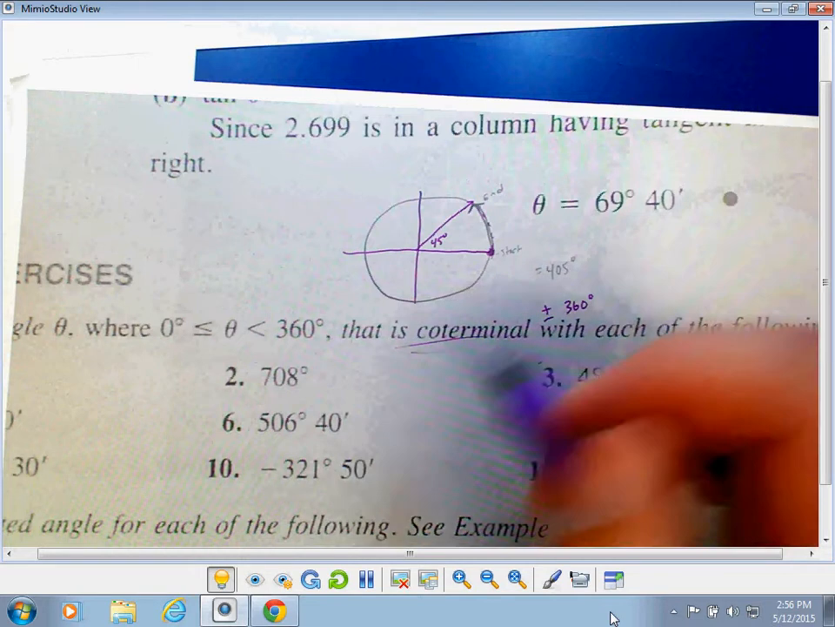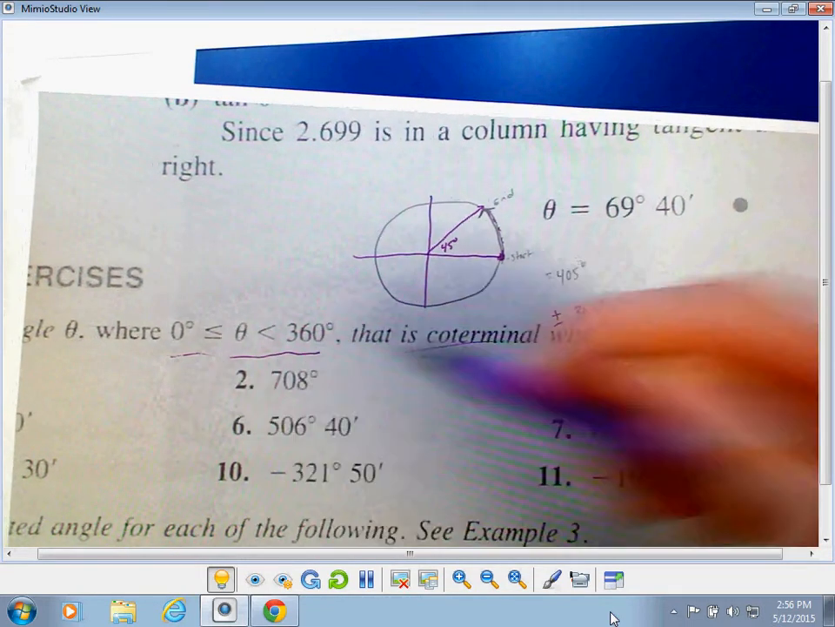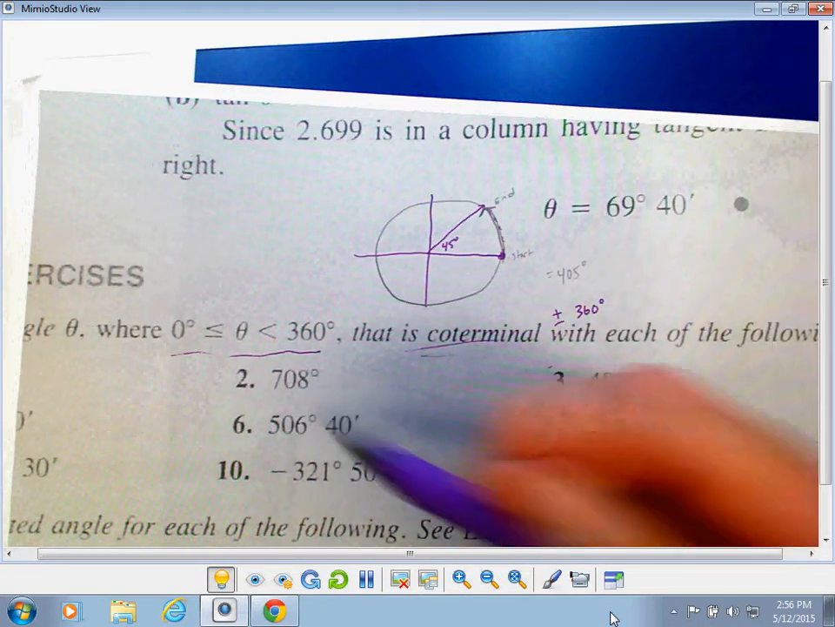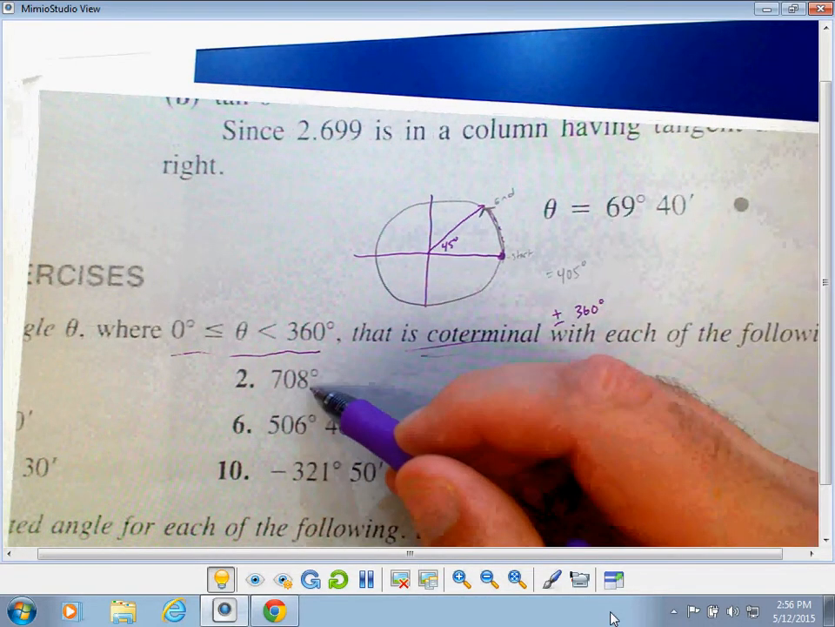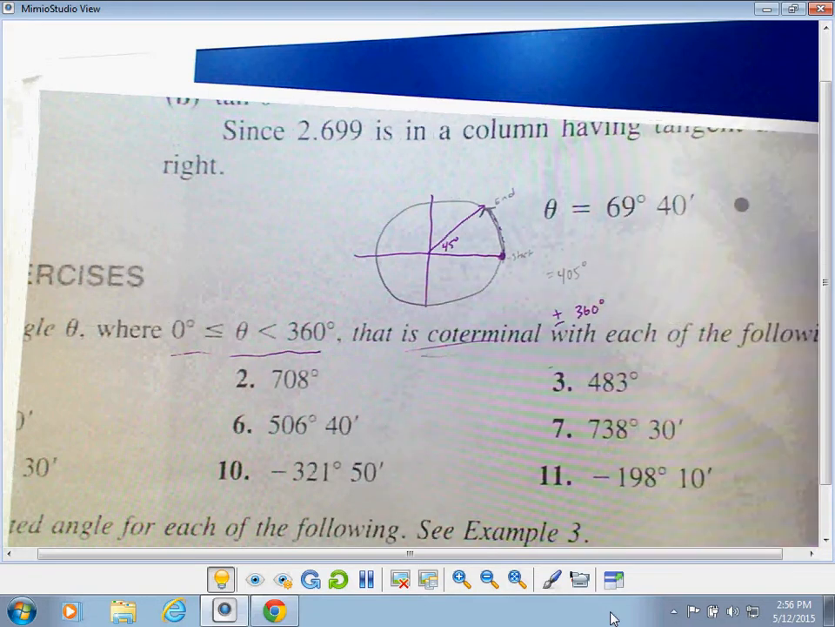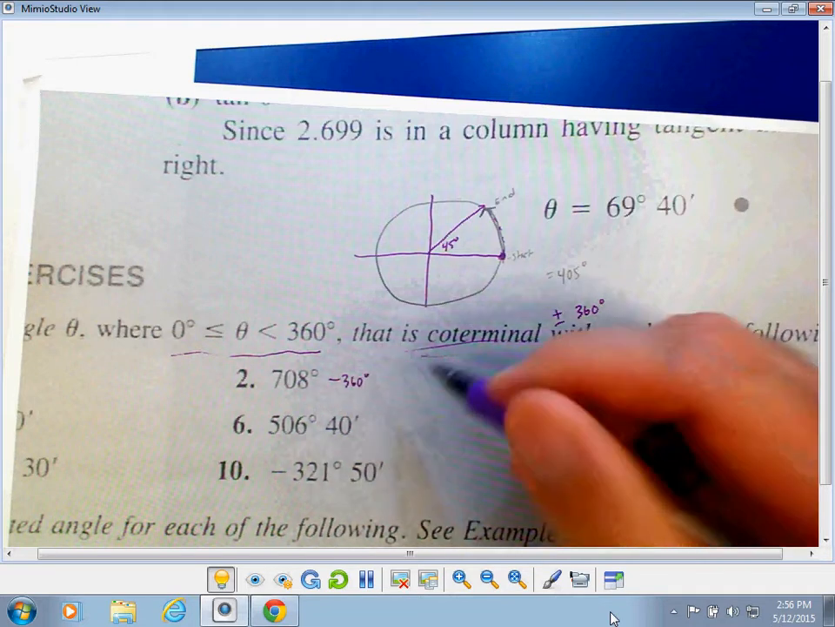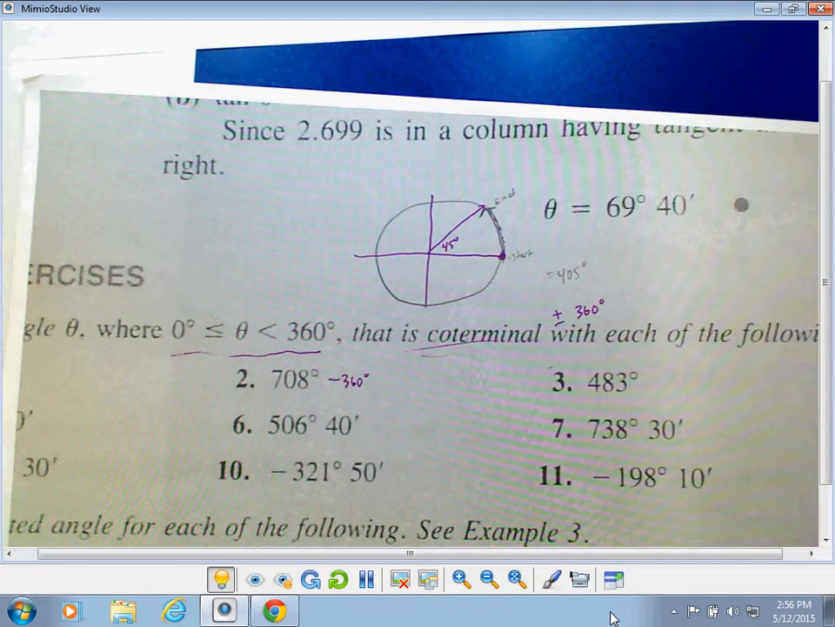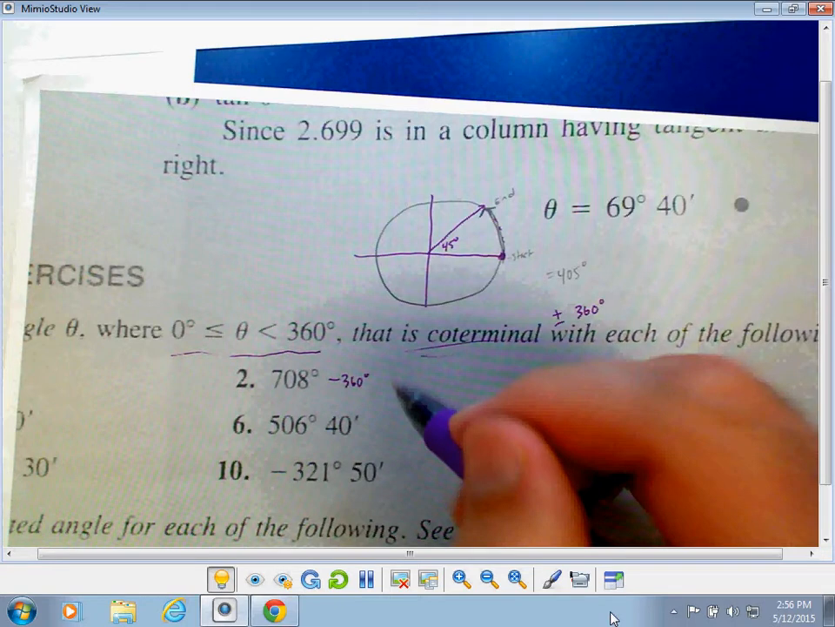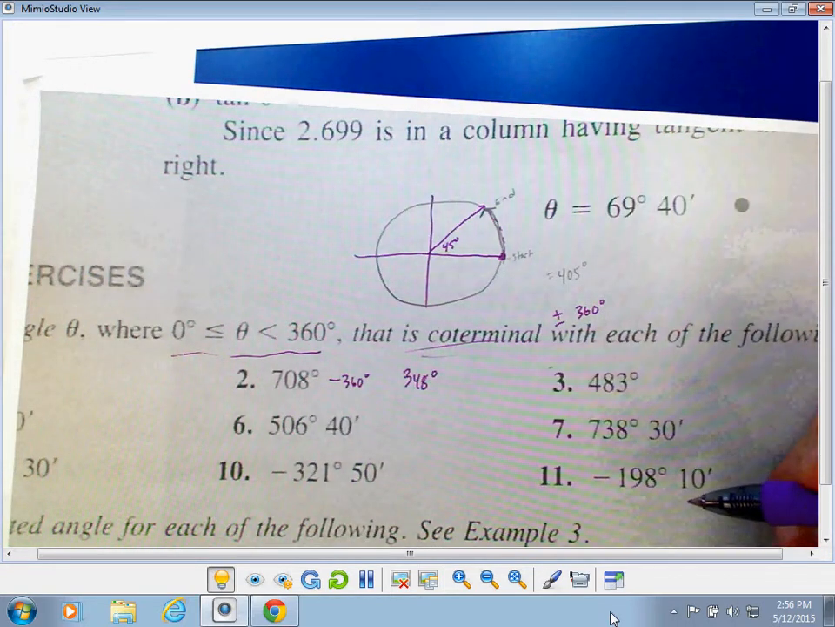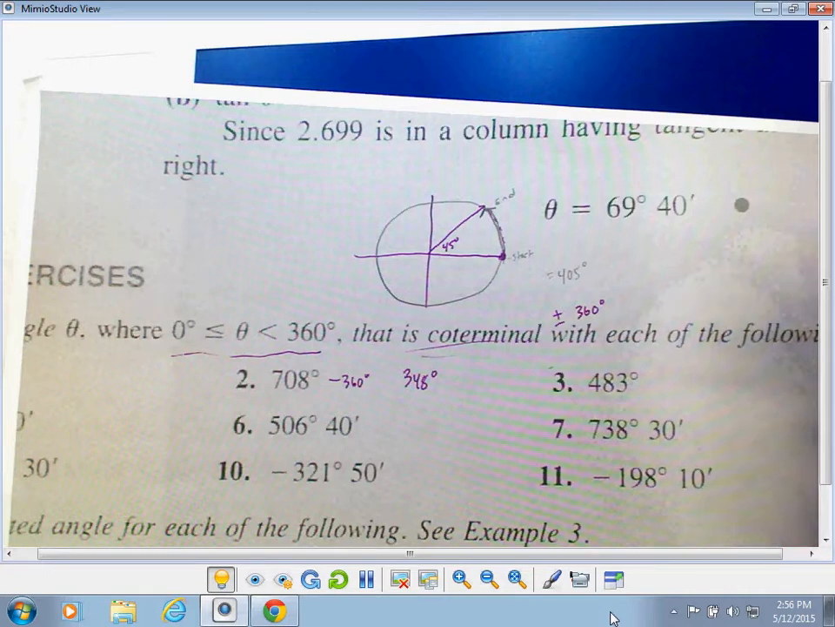So for example, if your angle has to fall between 0 and 360 degrees, then in this case, if I took 708 and added 360, I'm going to be well over 1,000. That doesn't make any sense. But if I subtract 360, I would get 708 minus 360, 348 degrees. So in this case, a 348 degree angle is the exact same thing as a 708 degree angle, because all you're doing is adding 360 or subtracting in this case.